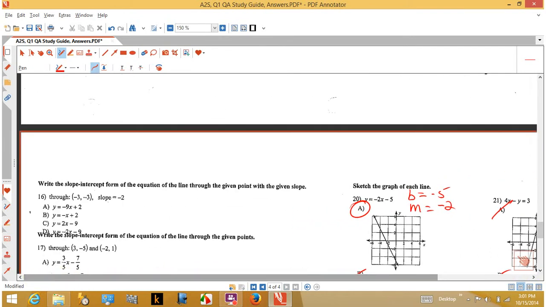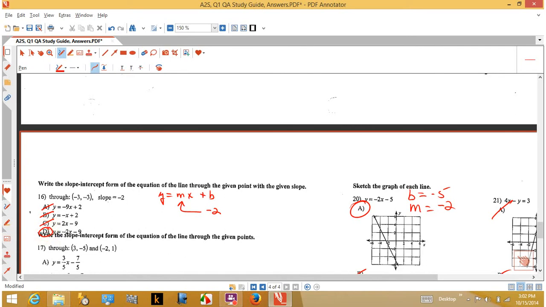The ones that we have left, I think, are writing the equations of lines. So here's one. It says, find the equation of a line through -3, -3 with a slope of -2. Well, if it's going to have a slope of -2, then you remember the equation is y equals mx plus b. It has to have m equal to -2, so maybe I can narrow it down. So A has a slope of -9, B has a slope of -1, C has a slope of 2, so I know that it's going to be D.